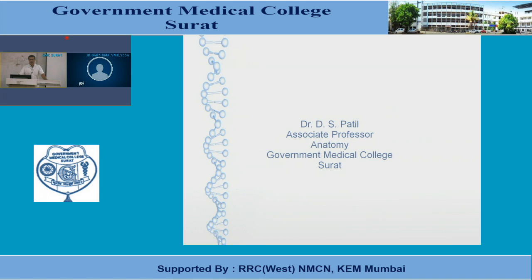Today we'll start with ribs, and after that we'll cover bronchopulmonary segments of lung. First, ribs. We will see here general features and attachments of ribs. After that, applied aspects of anatomy in relation with ribs.